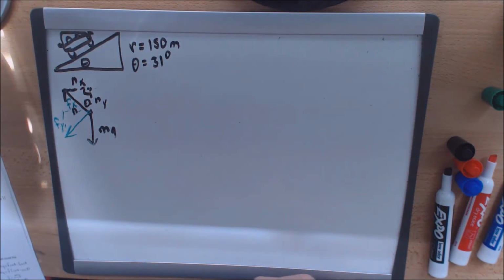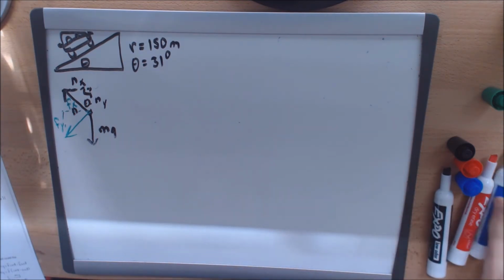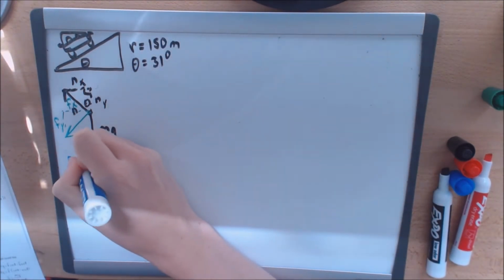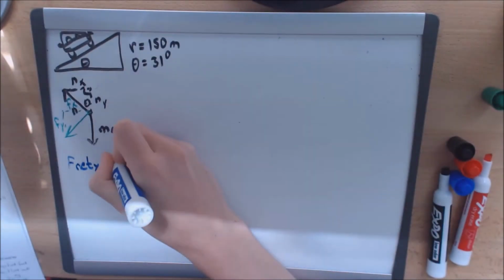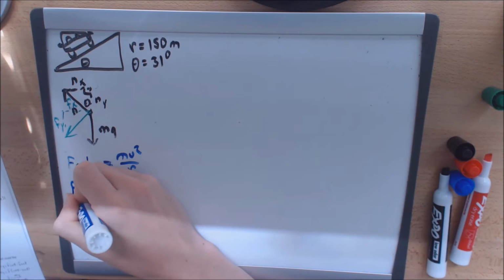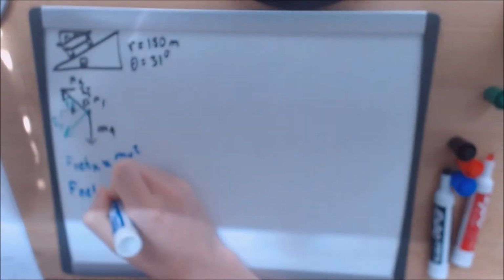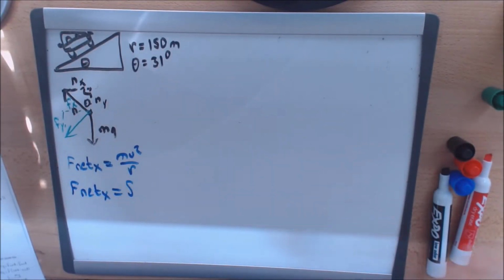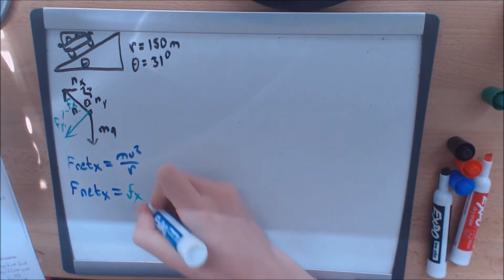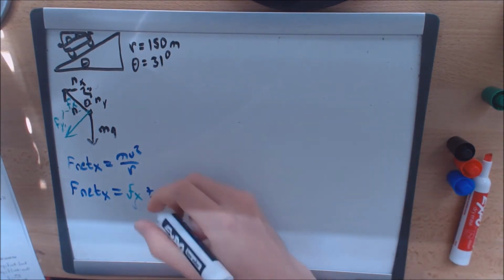So we've got to recalculate our F net x and our F net y now that we have these frictions messing with it. So we're going to say F net x equals mv squared over r, centripetal force, as we said before. But it's also going to equal the F of x plus N of x.